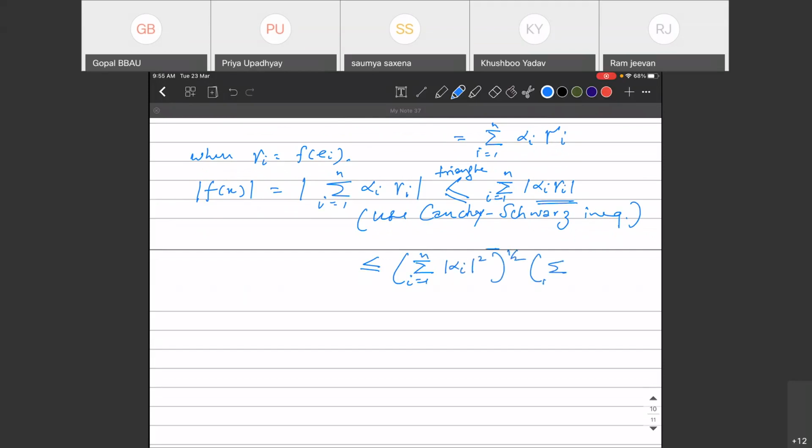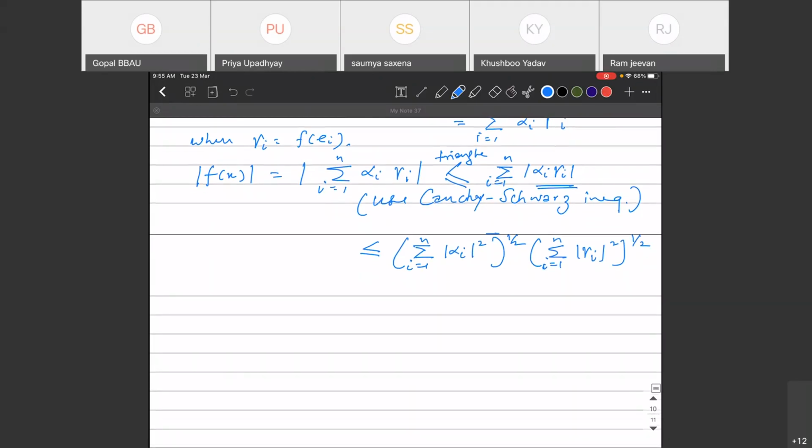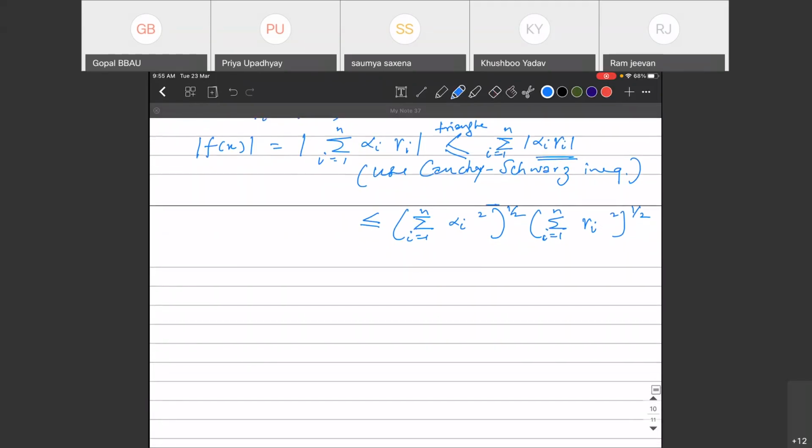Correct? Yes, sir. Since these alpha_i, gamma_i are real numbers, and alpha_i squared is positive, you may omit this modulus. There is no harm in omitting this, correct? Any doubt?